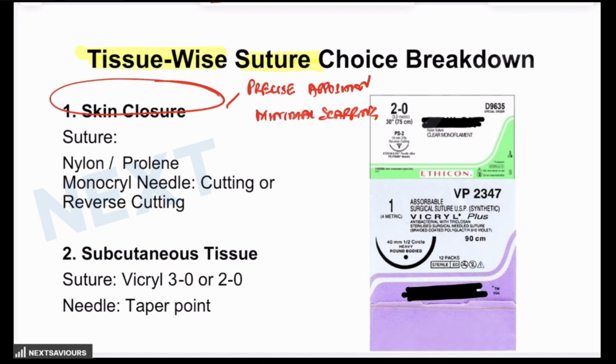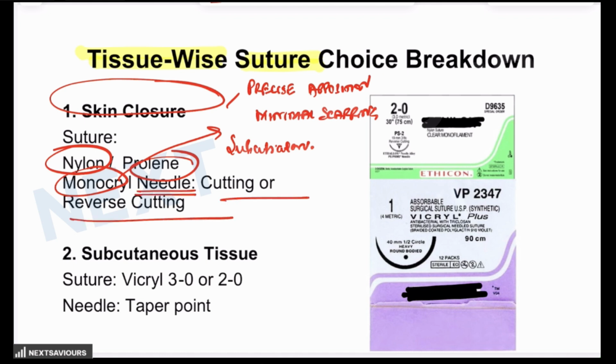So for that, the best sutures to be utilized are the nylon and Prolene because they are non-absorbable monofilamentous sutures. Monocryl is used for subcuticular suturing, providing absorbable and fine finish. Now the needles which are used are cutting or the reverse cutting needles.